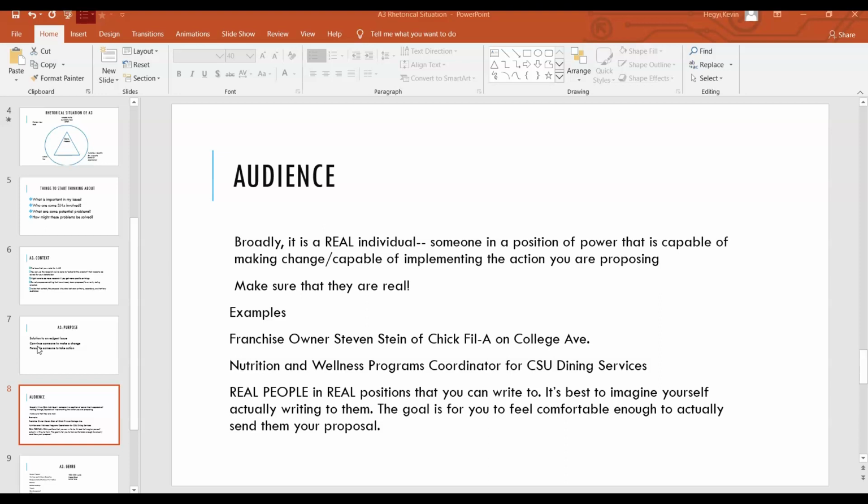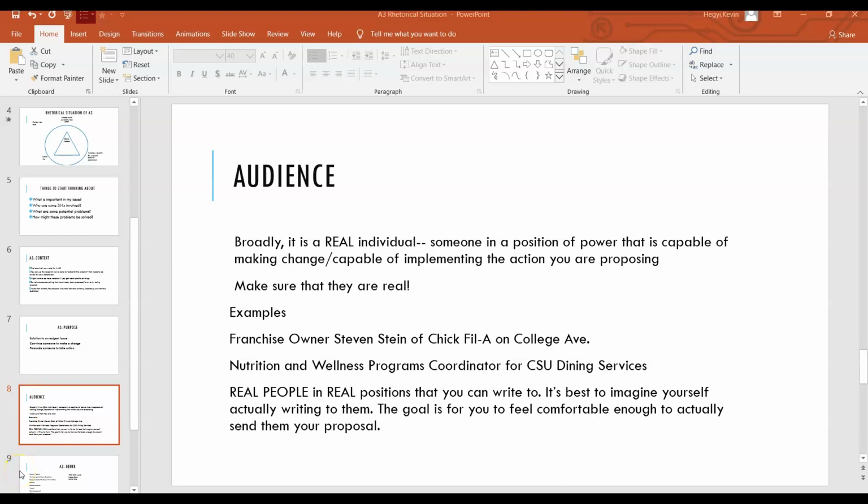Make sure that the people are real. For example, you could do a franchise owner of Chick-fil-A if you're writing about something related to that. You could write to nutrition and wellness programs coordinators at CSU Dining Services, real people in real positions that you can write to. It's best to imagine yourself actually writing to them. If you get to the point where you want to send them your proposal, that should be a feasible goal because it can actually happen. These people are real, and you're trying to write something that can actually feasibly fix this problem.